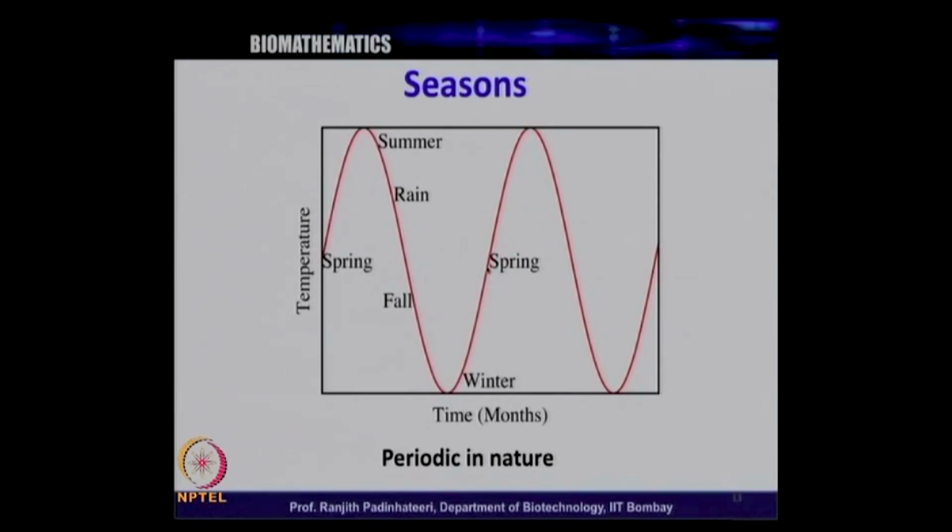Then again you have spring, March, April, March in most parts of India. So this is the basic idea of this graph. This graph essentially represents temperature over seasons, and you get the idea of periodicity in this. So this is periodic in nature.